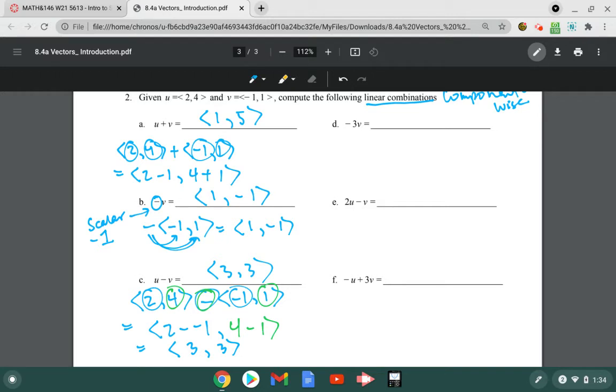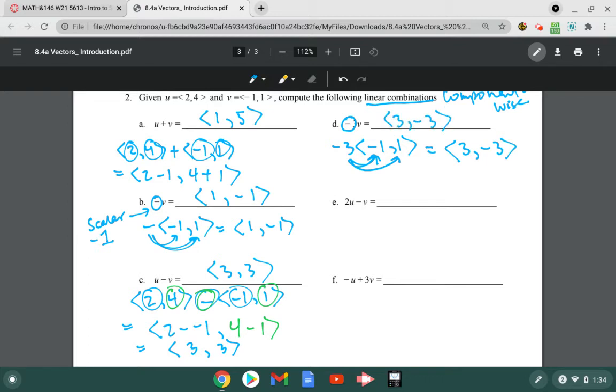In part D, I have a scalar. My scalar is -3. This one reverses the direction of v, and it makes it 3 times as long. So to come up with the components for -3v, I have my scalar -3 in front of the component form for vector v. I am just distributing. So into those components, -3 times -1 is +3. Notice how that's switching my direction. -3 times 1 is -3. So I get 3, -3.